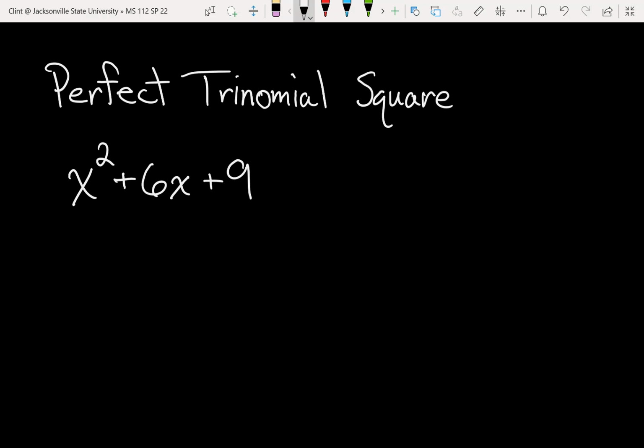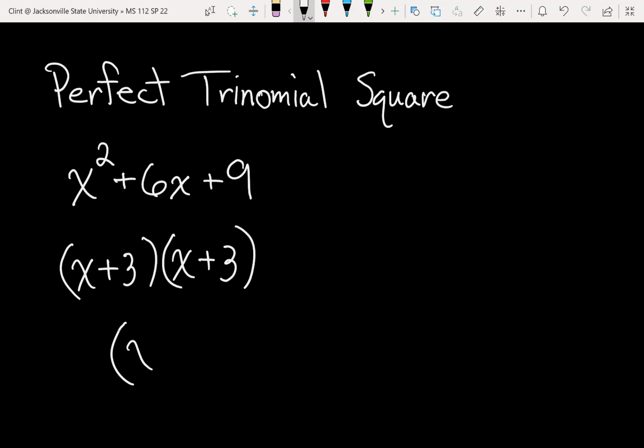Let's factor it. If we factor this thing, we need factors of 9 that add up to give us 6. So what factors of 9 will add up and give us 6? 3, yeah. So plus 3, plus 3. Look what happens. Both of our factors are the same. So another way we could write this is x plus 3 squared. Perfect square.